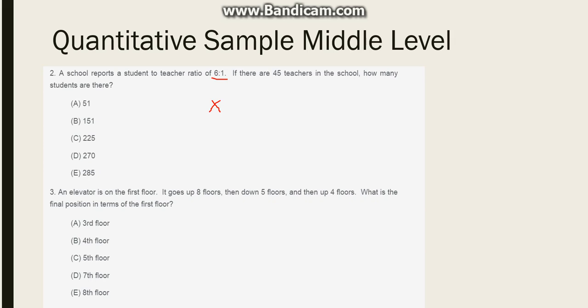All right. Now this one's an interesting one. As the elevator is on the first floor, it goes up 8 floors, down 5 floors, then up 4 floors. What is the final position? So this one is not strictly a math question. This is more of sort of a logic problem-solving type of question. So with this type of question, I would probably encourage the student to somehow visually represent this one.